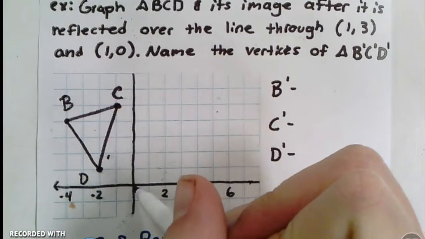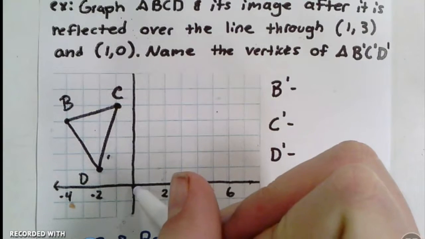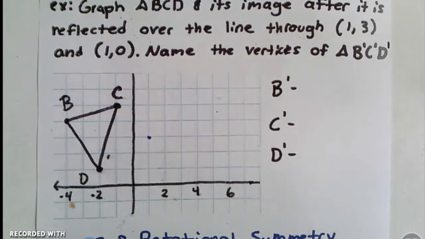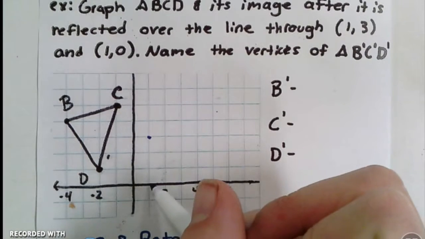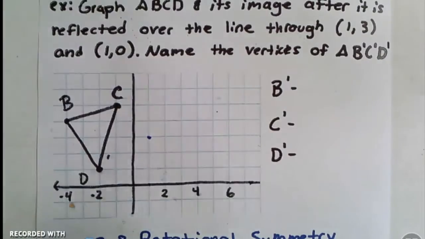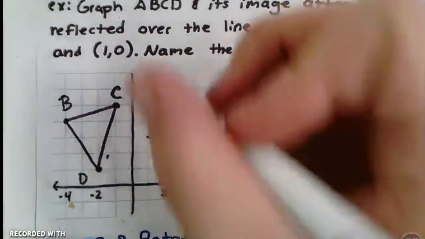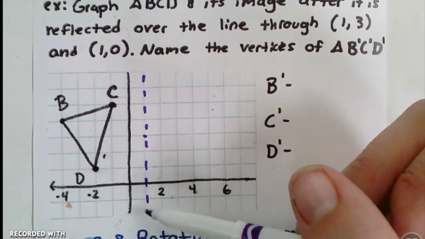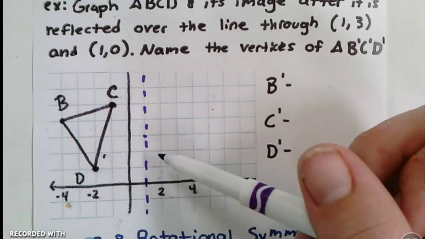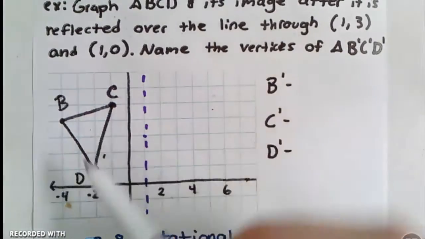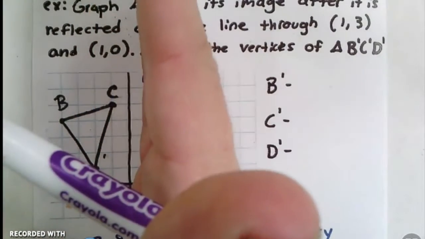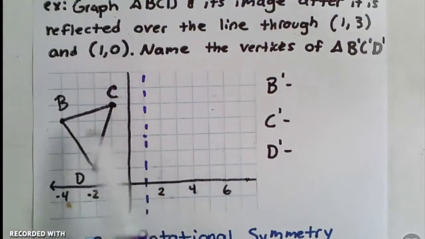So I'm going to come to my origin and go to (1, 3). So over 1 and up 1, 2, 3. And then I'm going to do my second one, which is over 1, and then I don't rise at all. So what line goes through both of these spots? Well, it would be... okay, now that I have my line of reflection, I want to reflect this image. It's like holding a mirror up on this line and reflecting it, and everything is going to completely flip over.